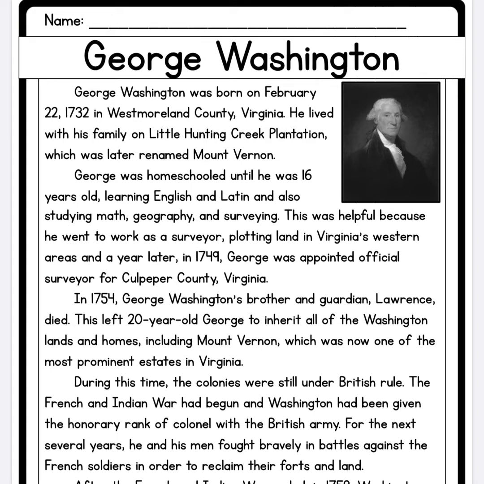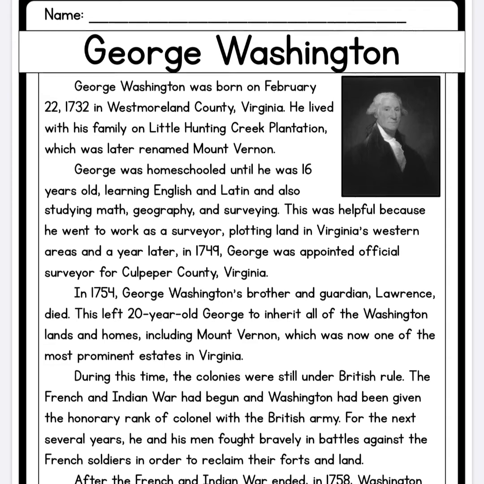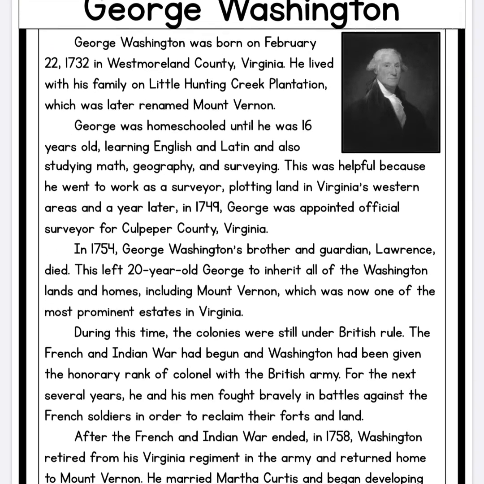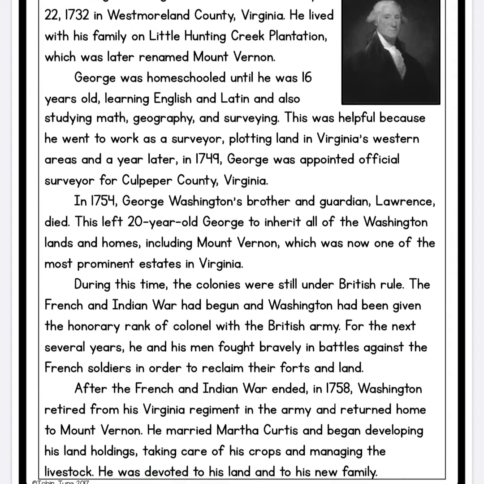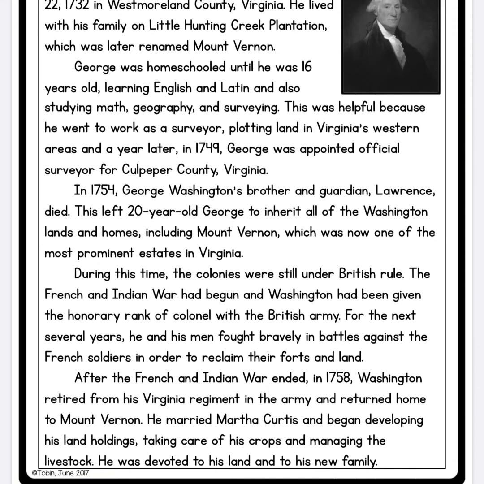In 1754, George Washington's brother and guardian, Lawrence, died. This left 20-year-old George to inherit all of the Washington lands and homes, including Mount Vernon, which was now one of the most prominent estates in Virginia. During this time, the colonies were still under British rule. The French and Indian War had begun, and Washington had been given the honorary rank of colonel with the British Army. For the next several years, he and his men fought bravely in battles against the French soldiers in order to reclaim their forts and land.